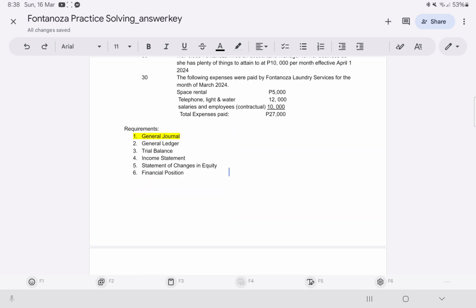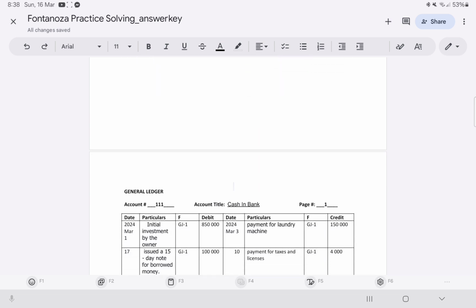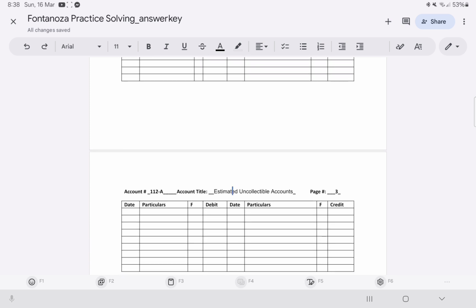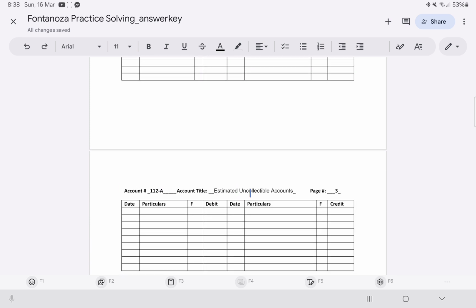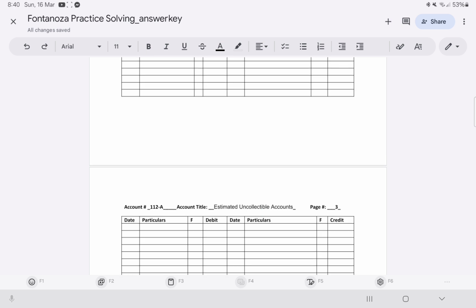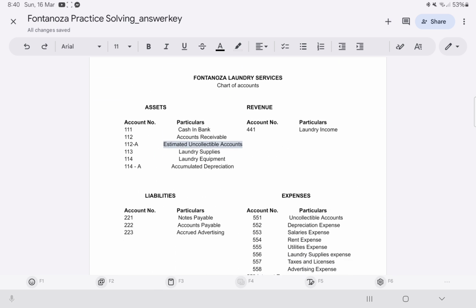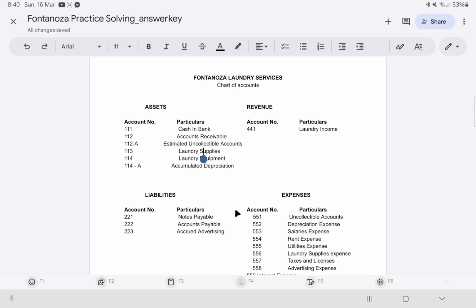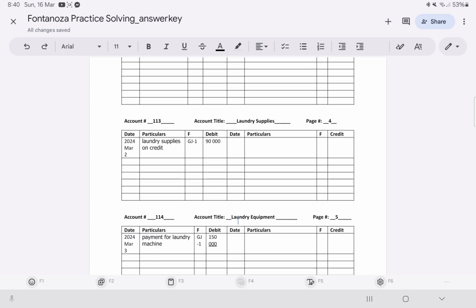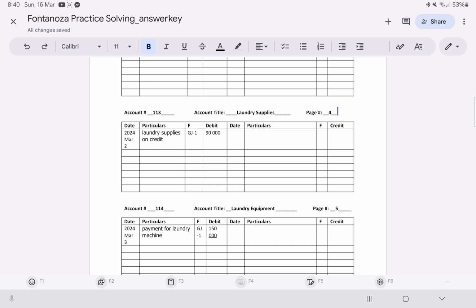So let's go back to the general ledger. Okay, 112A, account title estimated uncollectible accounts. That's page 3. And there's no data yet since we don't have additional information on the problem. But we can use this one by next meeting. Next, after estimated uncollectible accounts, we have laundry supplies 113, and page 4.